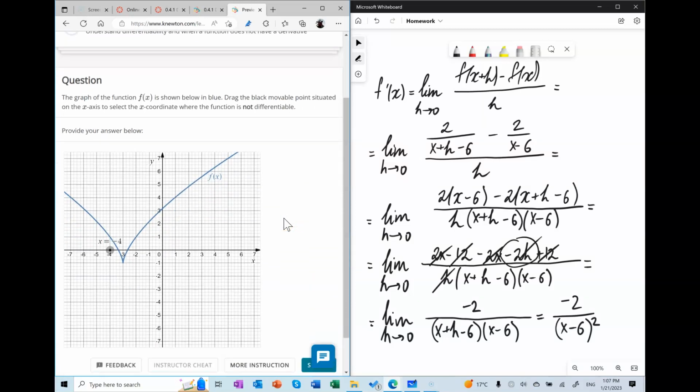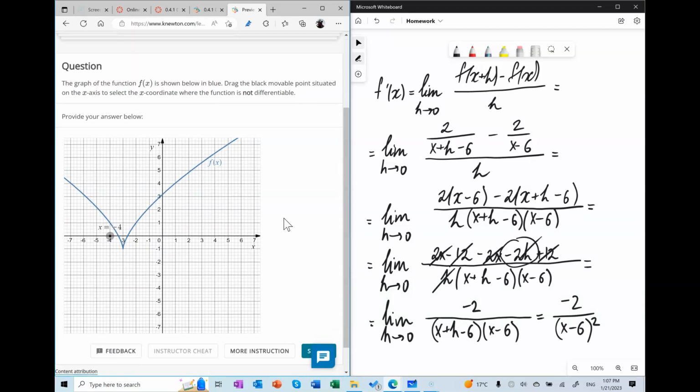Oh, this looks like an exciting exercise. The graph of the function is shown below in blue. Drag the black movable point situated on the x-axis to select the x-coordinate where the function is not differentiable. So we know a function is not differentiable when the tangent line doesn't exist. And the tangent line may not exist for several reasons, one of which is that the function is not defined at that point, and the other reason is that the tangent line is actually a vertical line.